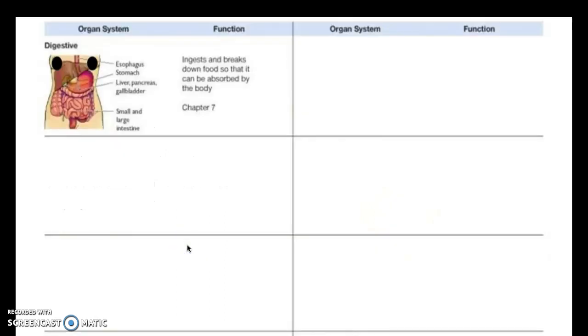So, starting with the digestive system on your note-taking guide, it's the first one, the top left. You can kind of see the stomach and intestines, and we just talked about it, so I thought we'd move on with this one. Digestive system, the major role is to ingest, which means to eat, take in, break down the food, and absorb the energy by the body. And some of the major organs are the esophagus, the stomach, liver. We already talked about some of these.